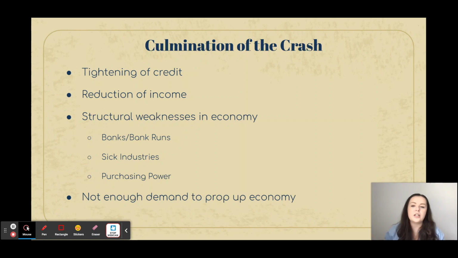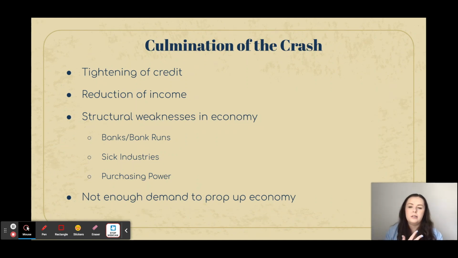We talked about real wages and income isn't keeping pace with production. And we just had some structural weaknesses in our economy. And America learns from the mistakes of the Great Depression. So, right, if banks didn't have enough reserves, then they were forced to shut down in a bank run. We'll talk about how that is not the case today, and it's fixed during this era. We have sick industry, so we don't have mechanisms in place to regulate prices if we have this issue of producing more and more, making less and less.